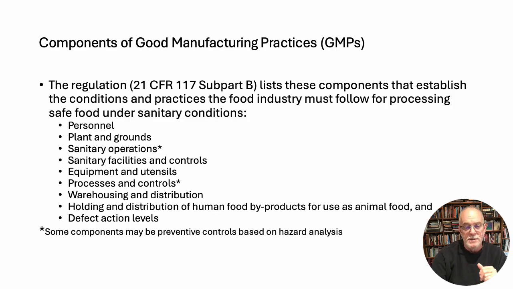Equipment and utensils, another section. Processes and controls. There it is again. Probably gonna come over into preventive controls. Warehousing, distribution, holding human food byproducts for animal food. So this is stuff you're going to send off to the people that make animal food, animal feed.